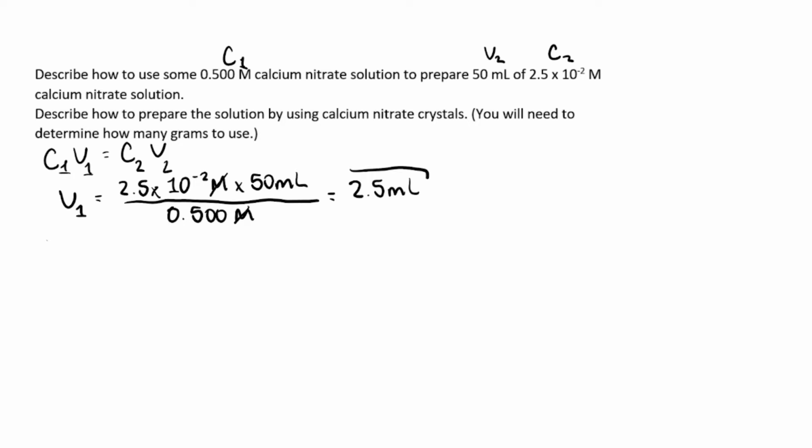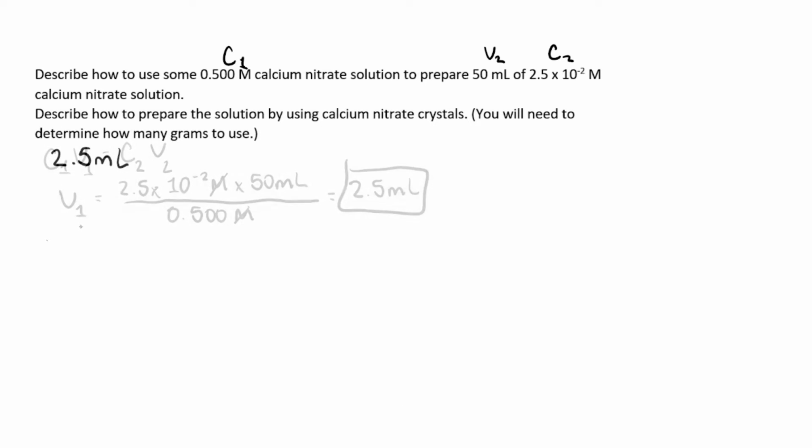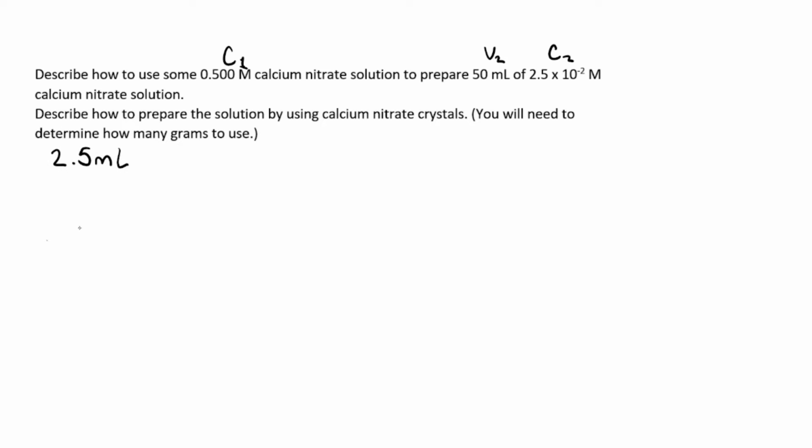So this number here is very important. We're going to need this later. What we need to do is to use our concentration and volumes as conversion factors in this problem. So another thing we need to know is molarity equals moles per liter. Okay, so let's look at 0.500 moles per liter of calcium nitrate. We are going to begin by converting moles into grams.